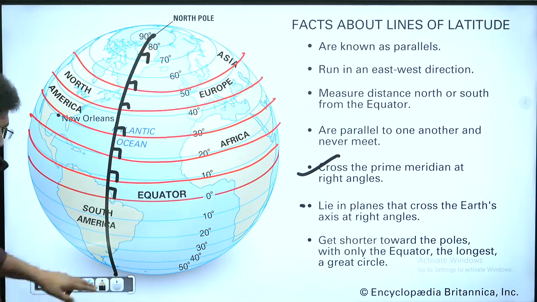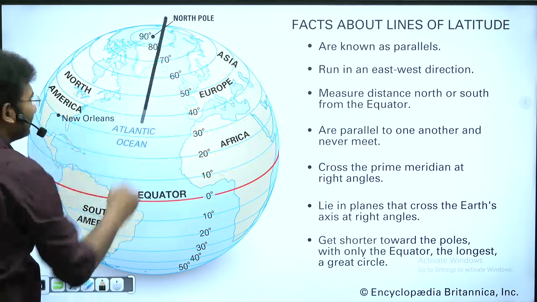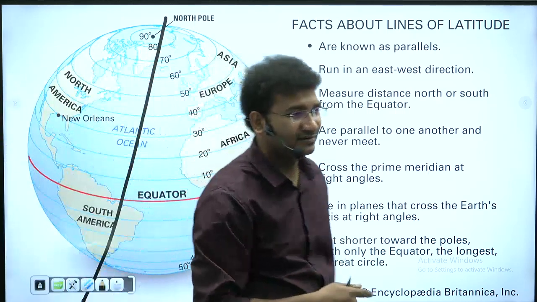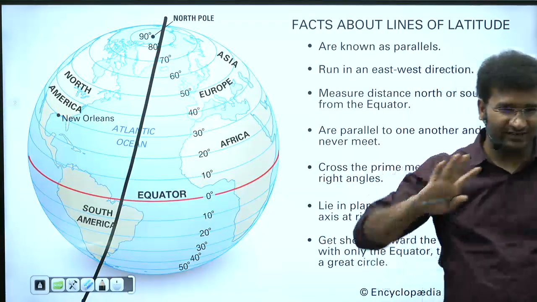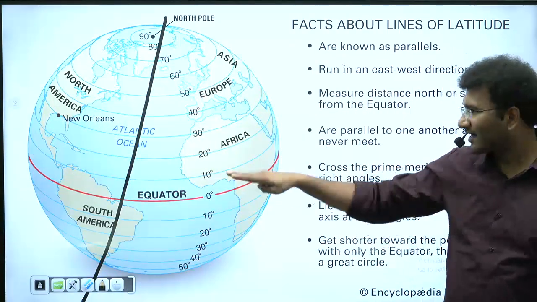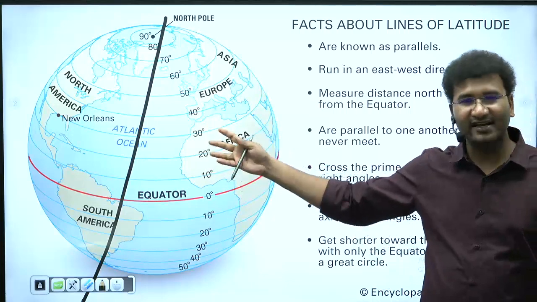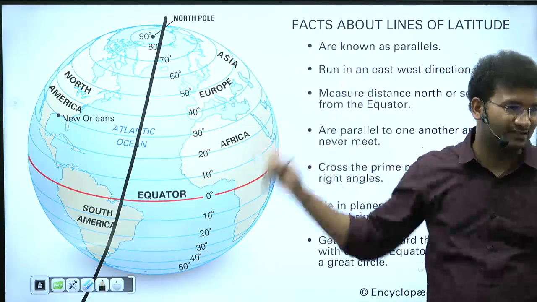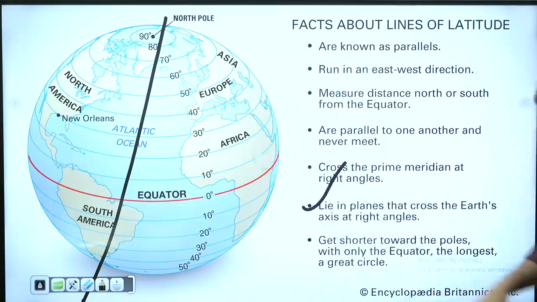ठीक है? Earth's axis means this is the axis. Now imagine each latitude is a plane. Plane मतलब समझ गया है ना starting में क्या है? Each latitude is a plane. Now when each latitude is a plane, that plane will make right angles with the axis. Right? Now see, last point: they get shorter towards the poles, with only the equator the longest, a great circle.